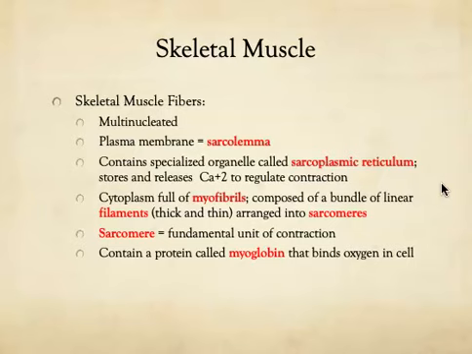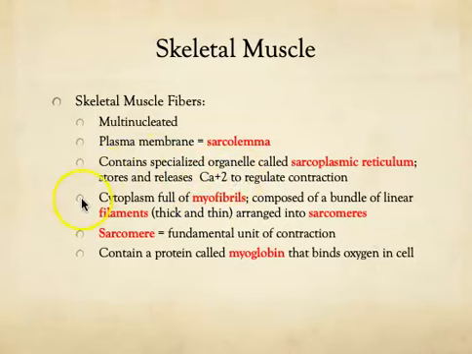And it's going to surround all of those myofibrils that we talked about. It's going to travel around the outside of all the myofibrils, and it's going to dive in and around all those myofibrils. The job of the sarcoplasmic reticulum is to store and release calcium ion. And it's the calcium ion that's going to help regulate contraction of the muscle fiber.